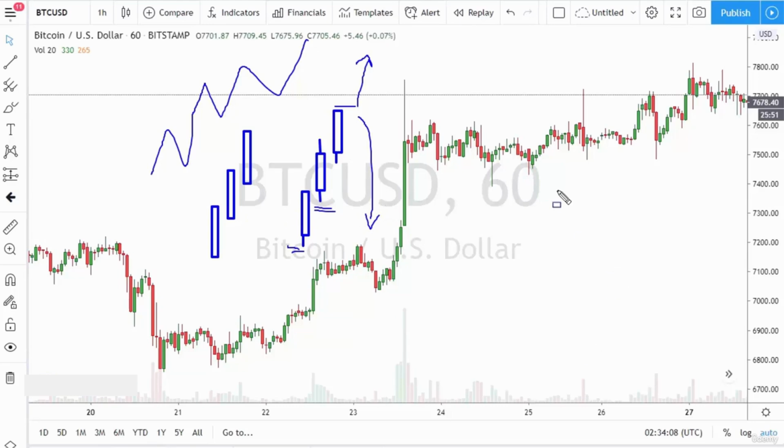So with the three black crows, as I'm sure you've already figured out, it is basically three black, negative candlesticks, traded the exact same way. You're looking at a scenario where you really are starting to see momentum accelerate to the downside. So let's take a look at this in the real world.